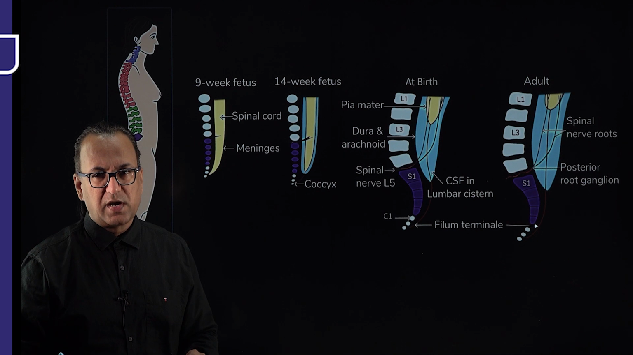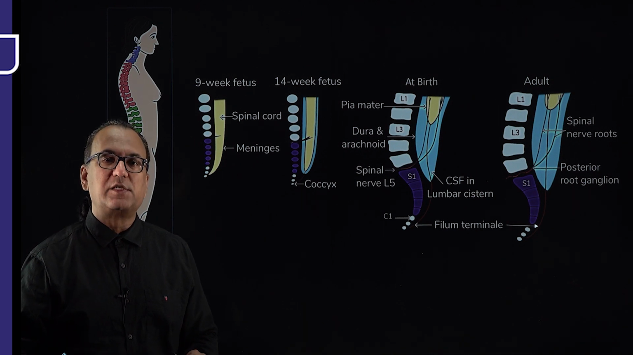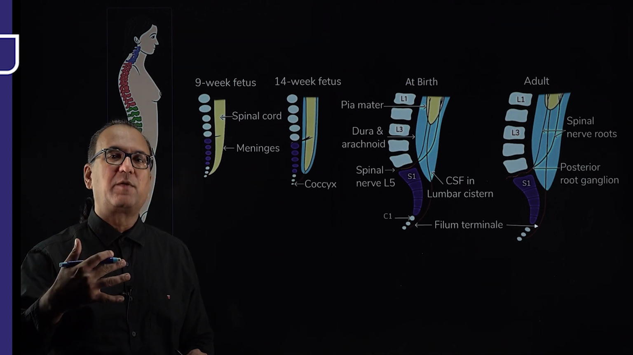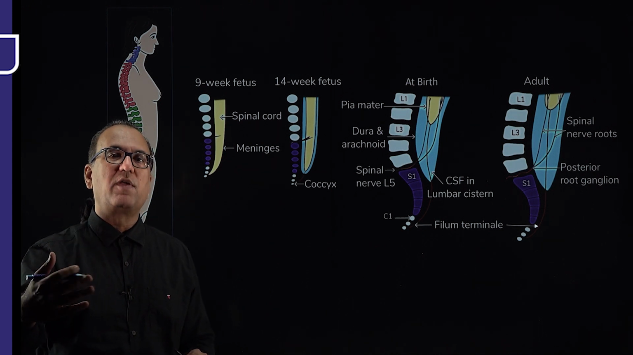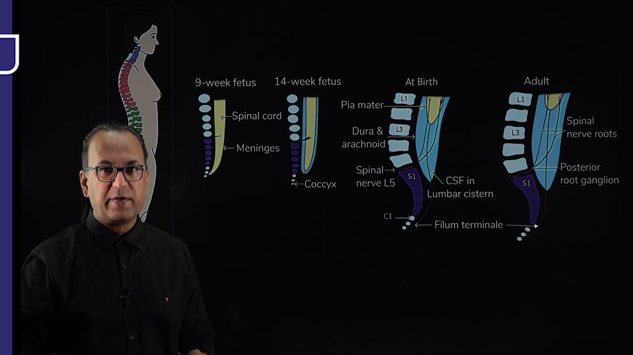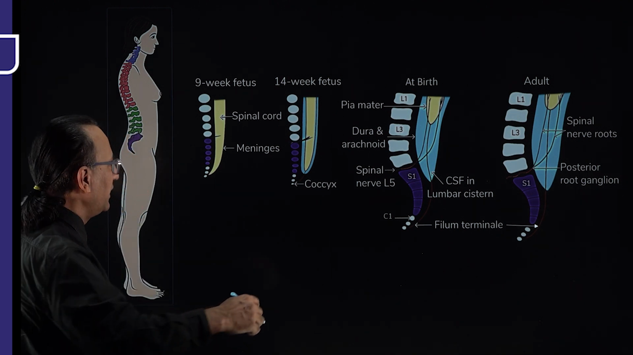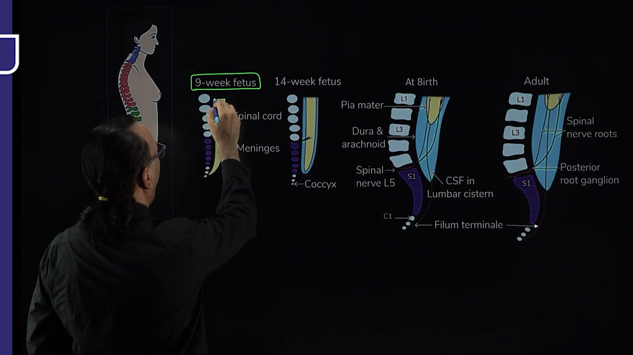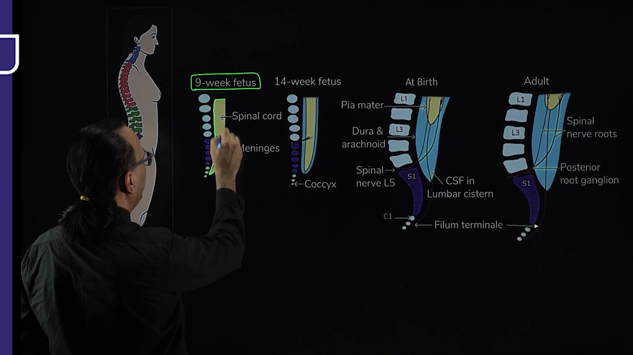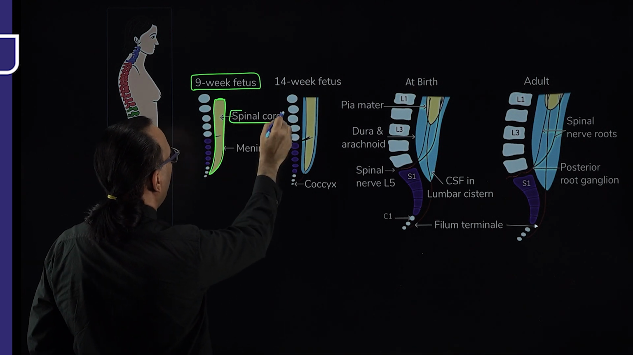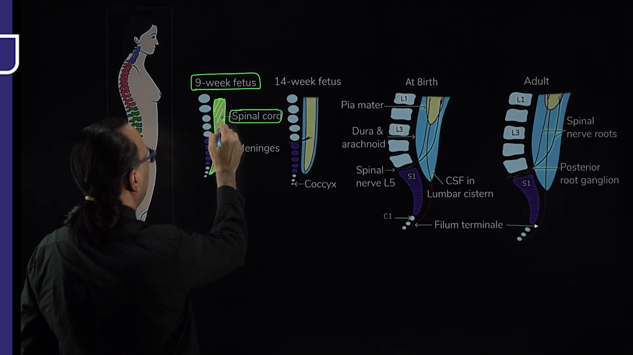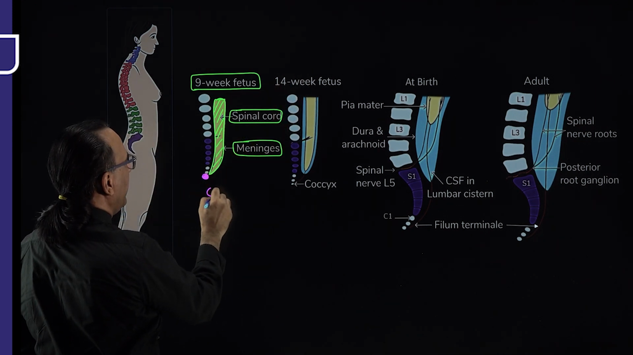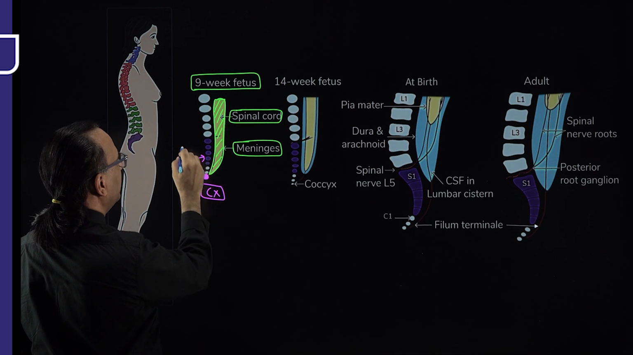In this diagram, we are talking about the termination of the spinal cord in the fetal stage, then the baby at birth and the adult situation, along with the meninges and the spaces related to it. Here, in the early fetal stage, that is a 9-week fetus, the length of the spinal cord is the same as the length of the vertebral column. This is the spinal cord covered by the meninges, getting fused to the coccyx bone in the vertebral column.